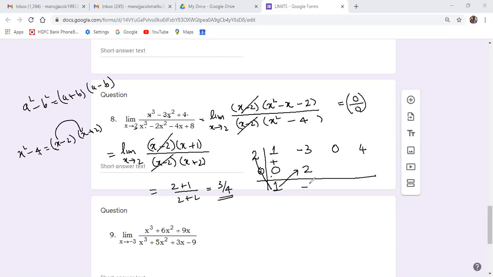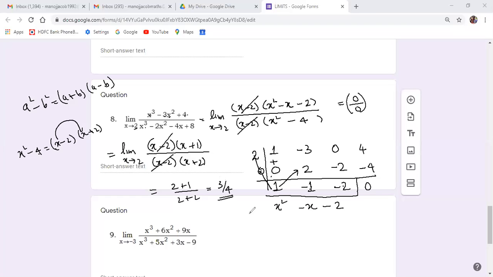Then add. Repeat the procedure. Multiply 2 with -1. Add. Multiply 2 with -2. And the last should always be 0. Then this is the coefficient of x square, this is the coefficient of x, and this is the constant. Understood? That's how we get x square minus x minus 2.